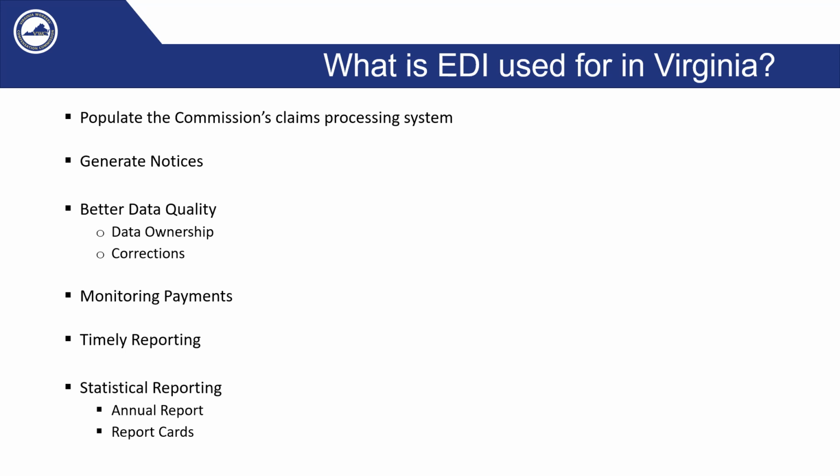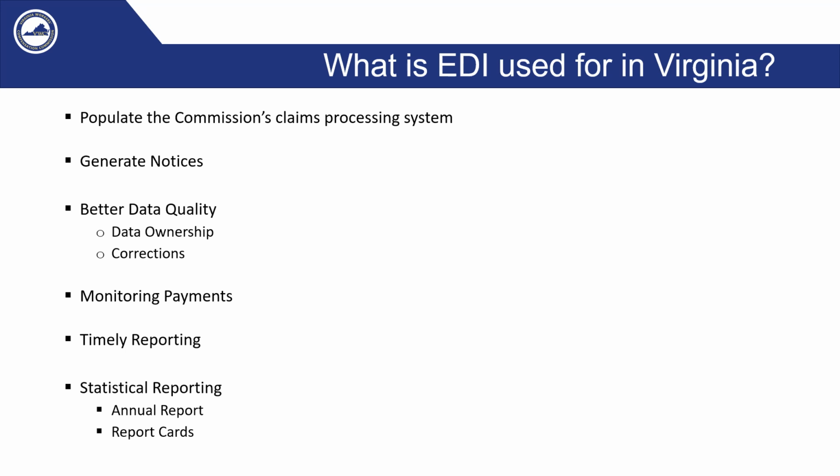What is EDI used for in Virginia? EDI populates the Commission's claim processing system, generates notices, for example, the notification of injury, employer name change, or indemnity payment advisory. EDI provides better data quality.